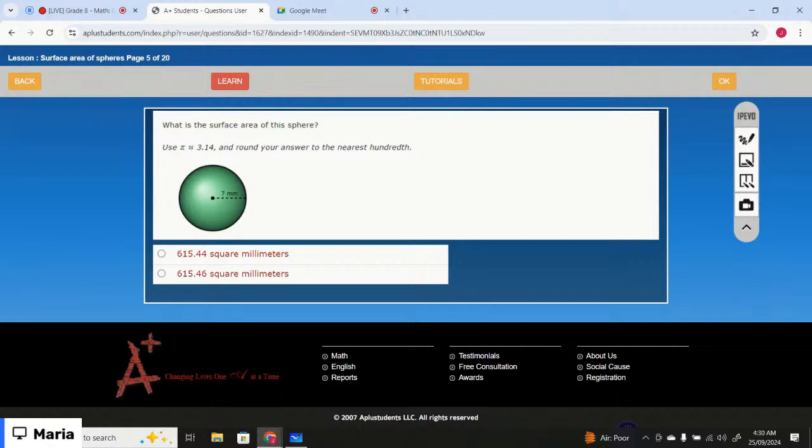You have to do V equals 4 pi r square, that is 4 times 3.14 times r is 7. So 7 times 7 is 49. That is 615.44. Option number 1 is the correct option. Okay, you can complete the lesson by yourself later today. So let me just move on to the next lesson.